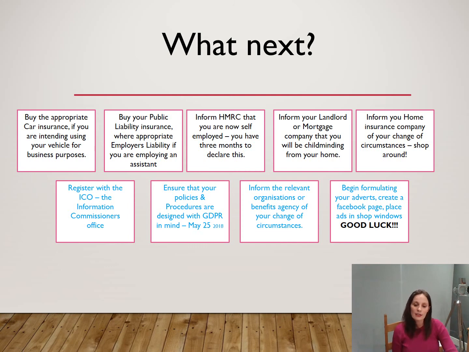Inform the relevant organisations or benefits agency of the change of circumstances, because if you've gone from not earning to earning, this is going to affect certain types of benefits, and you don't really know what you're going to earn. So we recommend overestimating, because it's better for them to owe you than for you to underestimate and you owe them. So really think about the pricing structure of what you're going to charge for each child, and what that is likely to be during the course of a week, times that by 52 to give you a rough figure on full occupancy.